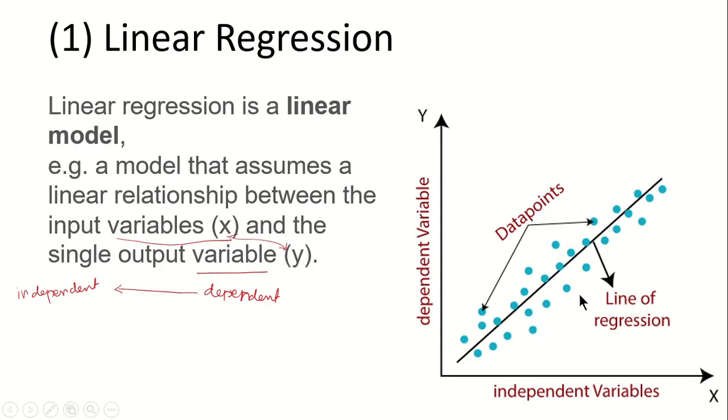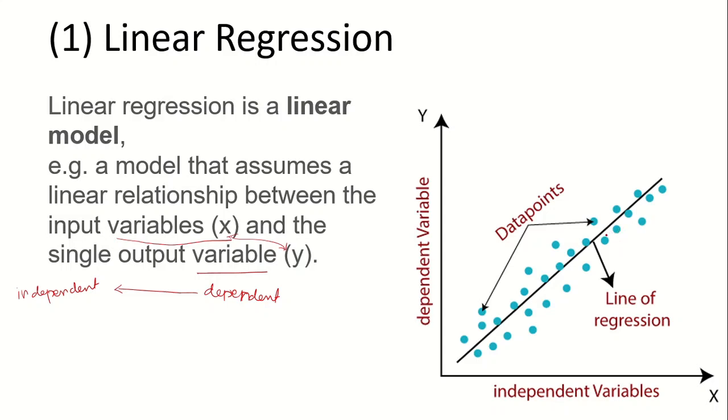Suppose these blue dots are data values that are our input values. On the x-axis we show the independent variables, and on the y-axis we show the dependent variable. These blue dots are actually training data, for which we know the x values and the corresponding y values. Based on these values we try to model it using a straight line. This dark line passing through the blue dots is called the line of regression.